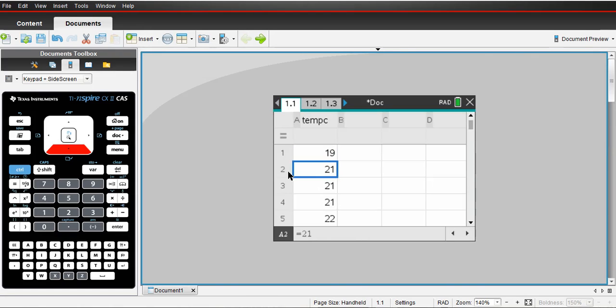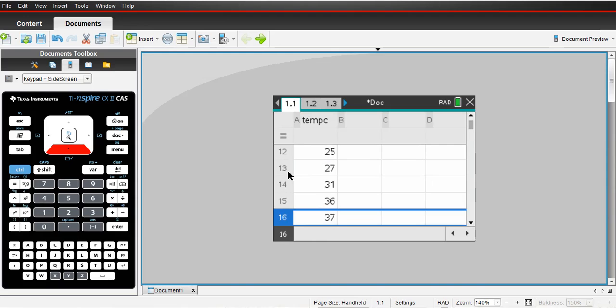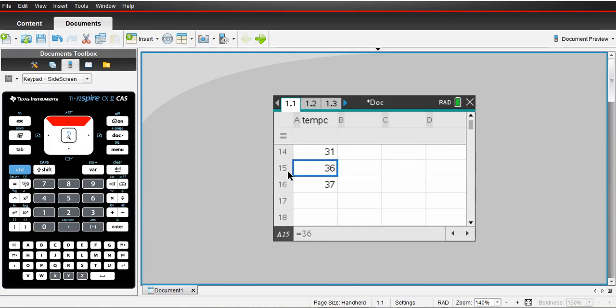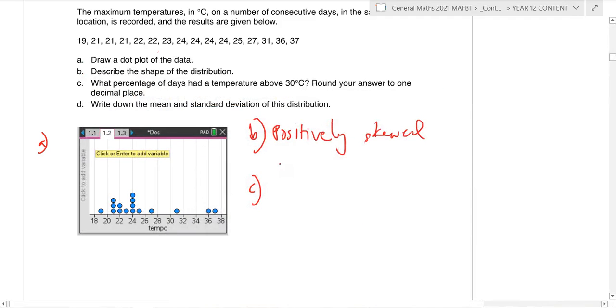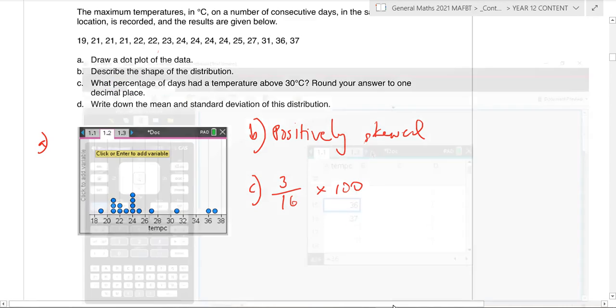Here we've got, on the left-hand side, 16 numbers. So there's 3 out of 16. So that means 3 out of 16 are going to be above 30. Now, you've got to turn this into a percentage. To do that, you just go 3 over 16 times by 100. So on your calculator, nice and easy.